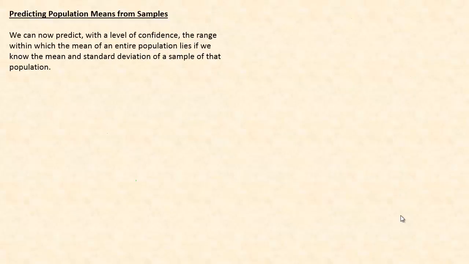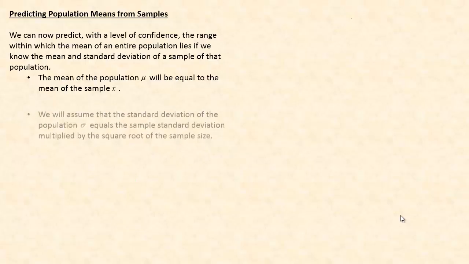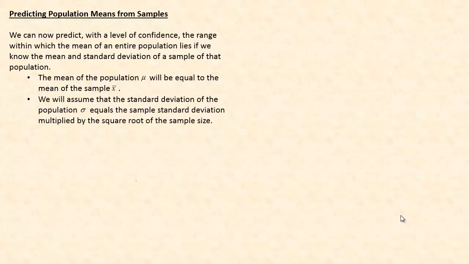We can now predict with a level of confidence the range within which the mean of an entire population lies if we know the mean and standard deviation of a sample of that population. The mean of the population mu will be equal to the mean of the sample x bar. We will assume that the standard deviation of the population sigma equals the sample standard deviation multiplied by the square root of the sample size. So that's just reversing what we did going from population to sample mean.